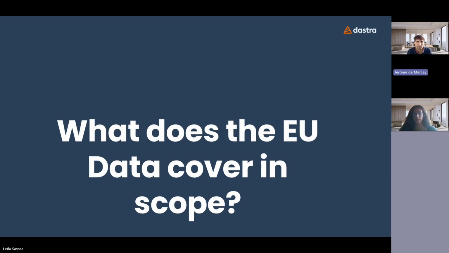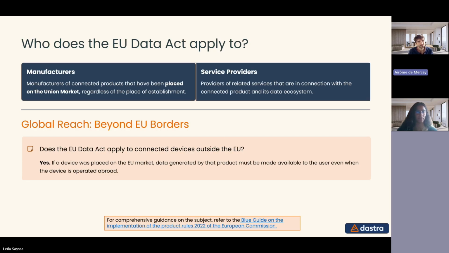All right, and in order to answer all these questions, Leila, who is our legal expert, and who has worked a lot on the Data Act to explain it and to understand all the implications, will be answering all our questions today. But the first question to answer, of course, is what does the EU Data Act cover in scope? What is the scope of this regulation?